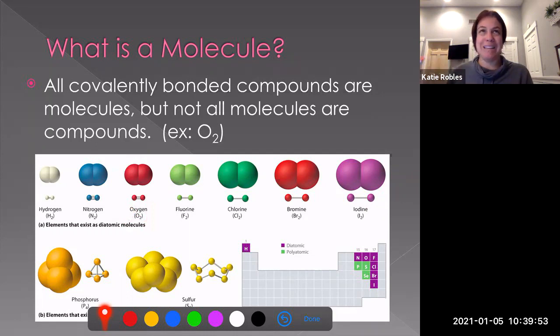There's also polyatomic molecules like phosphorus and sulfur that they're showing here, selenium. There's other ones on the table, other weird things that can happen over here in the noble gases. You don't need to know those. Most of the time, we're just talking about the diatomics.